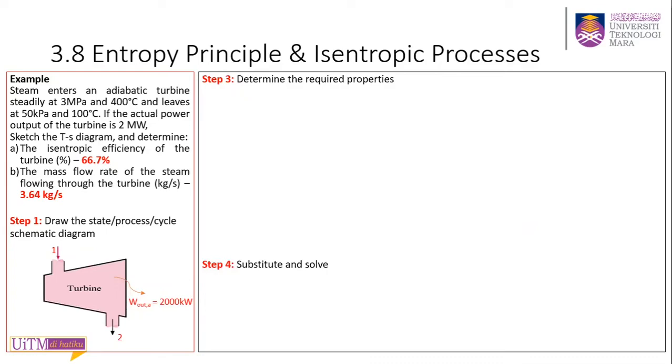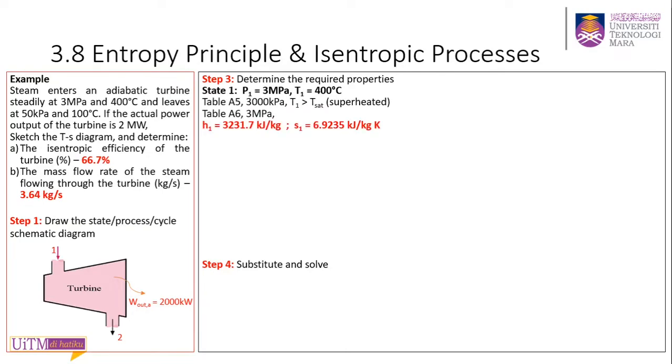For step 3, find the required properties for each state. At state 1, remember to check the phase of the substance before reading the properties. And using the appropriate tables, we will read for specific enthalpy, H1, and specific entropy, S1. The specific entropy is read because it is required at state 2 to find the properties for ideal conditions.